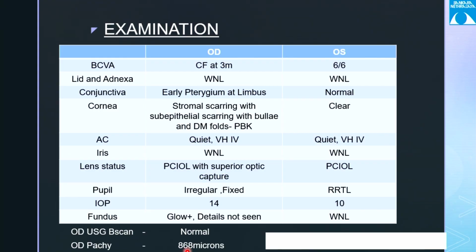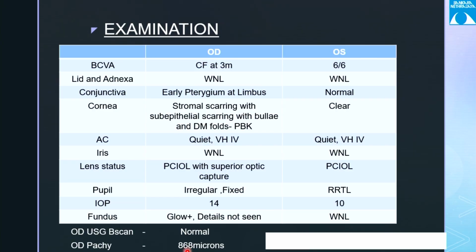So the findings in the right eye showed that the best corrected visual acuity was counting fingers at 3 meters. There was stromal scarring with subepithelial scarring with bullae. So the patient was diagnosed to have pseudophakic bullous keratopathy. The IOP was within normal limits. And on ultrasound, the glow was present, but the details were not seen.